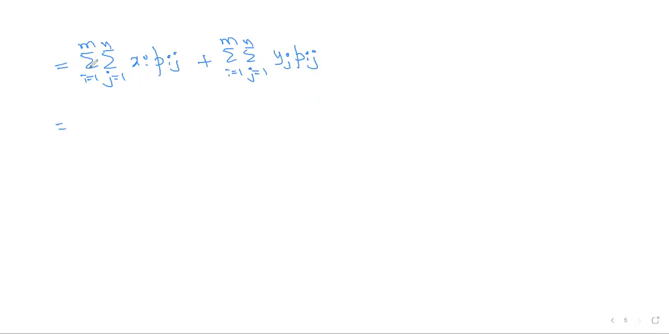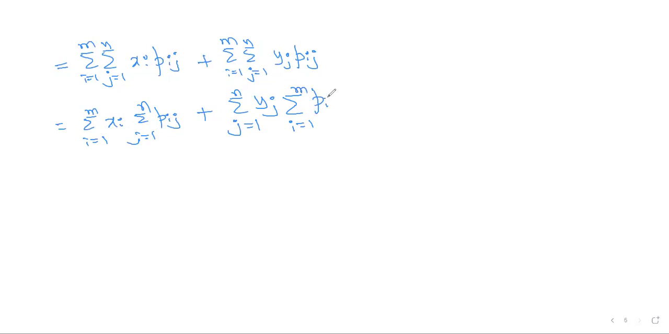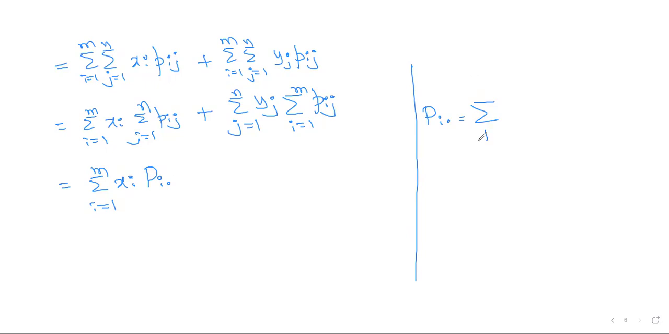Now I will operate the summations inside. The summation i running from 1 to m applies to xi, so it is summation i from 1 to m of xi times summation j from 1 to n of pij, plus, here y has the variable j, so summation j from 1 to n of yj times summation i from 1 to m of pij. Now, for the first term, summation j running from 1 to n of pij is nothing but capital P i dot, pi dot.